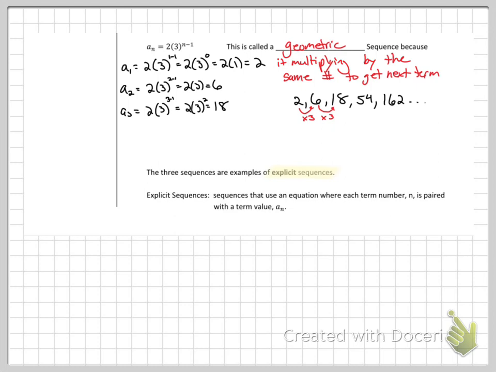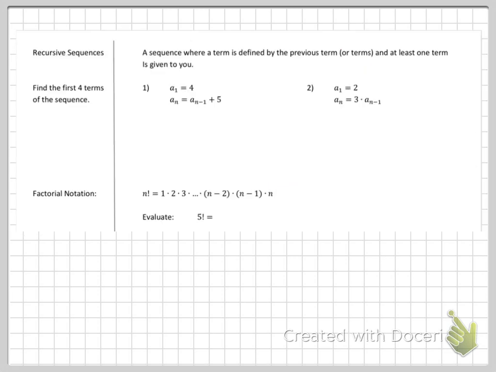The explicit sequences are sequences that use an equation where each term number n is paired with a term value a sub n. The other option is recursive sequence. A recursive sequence is a sequence where the term is defined by the previous terms. And they have to give you at least one term. If the next number depends on the previous number, I need to give you a starting point.